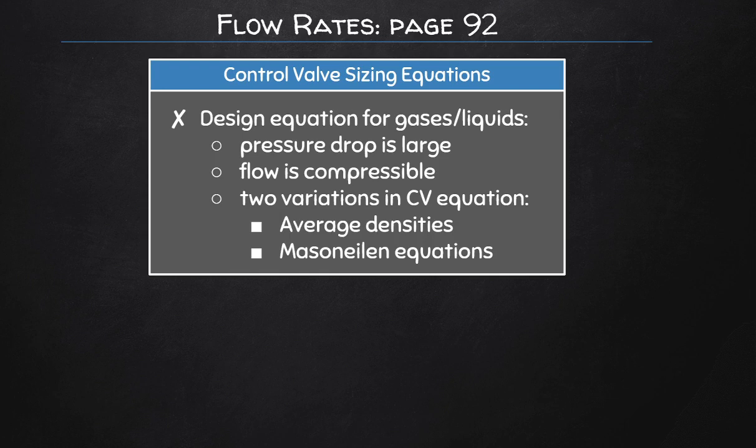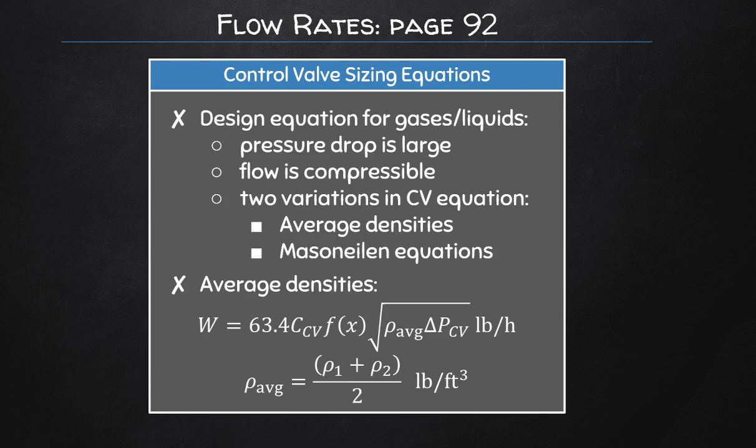There are two main equations that we typically use with compressible flows, namely the average densities method and the Mason-Neilan equation. In the average density method, the fluid traveling through the control valve is going to be polytropic, and we approximate it as being isothermal for the calculations that we will be doing. The following equation is used for this and appears on page 92 of the handbook.